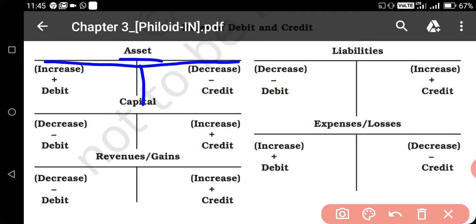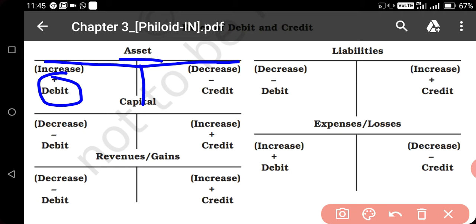If your assets improve, then the debit side will be improved. Here it indicates the plus for increasing the assets. And on the right side, if you are selling any old assets and things, then your credit side will be indicating.